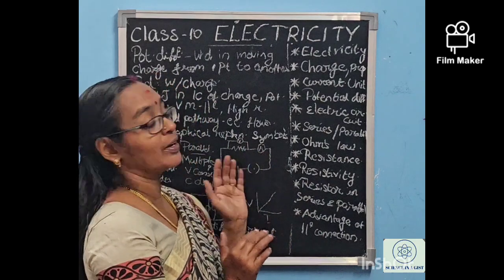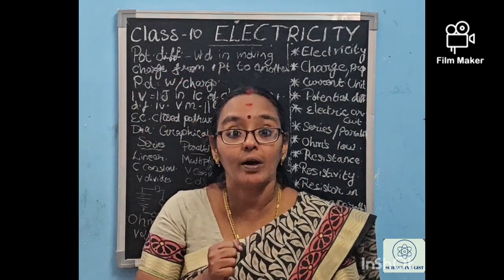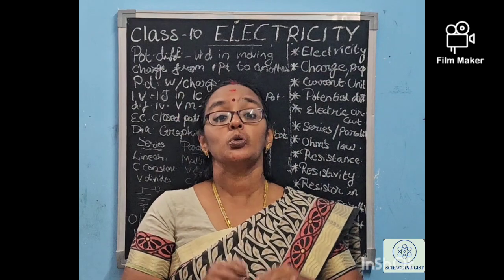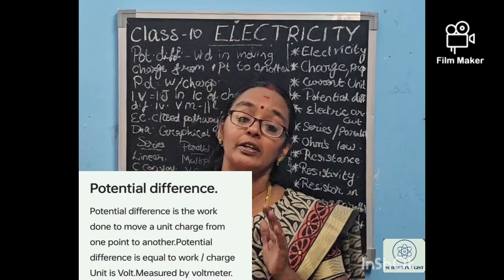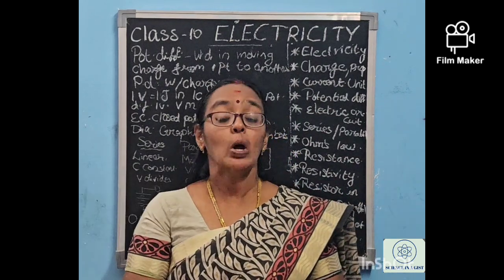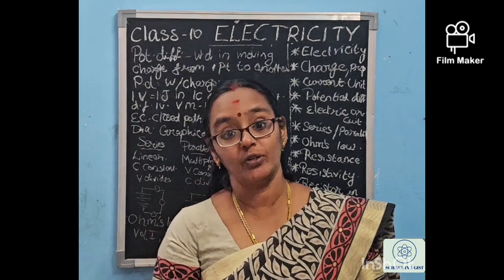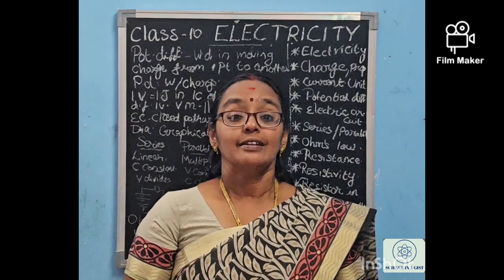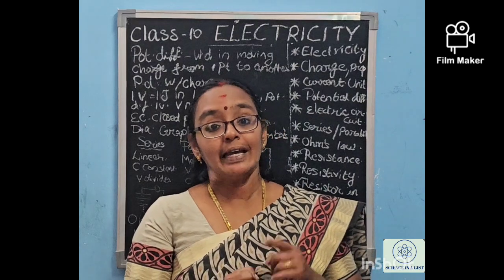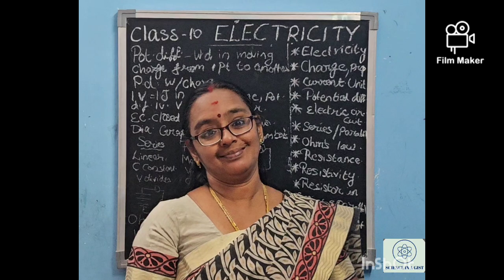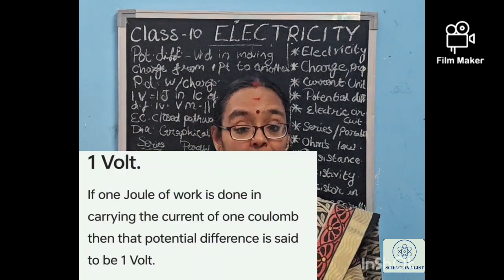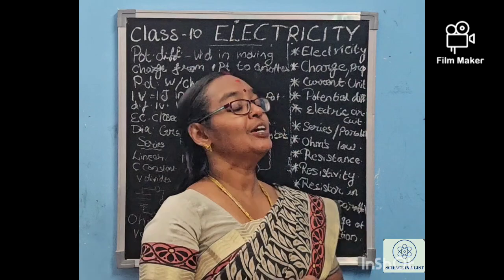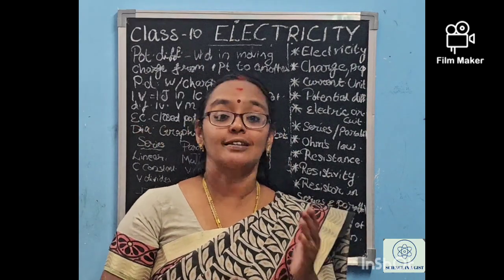So what is the potential difference? What do you mean by that? It is actually the work done in carrying the charged particle from one part to another. Work done divided by charge will give you the potential difference. What is the unit of this potential difference? It is volt. So can you explain what is 1 volt? 1 volt is defined as 1 joule of work done in carrying the charge of 1 coulomb. If 1 joule of work is done in carrying the charge of 1 coulomb, we can say the potential difference is 1 volt.